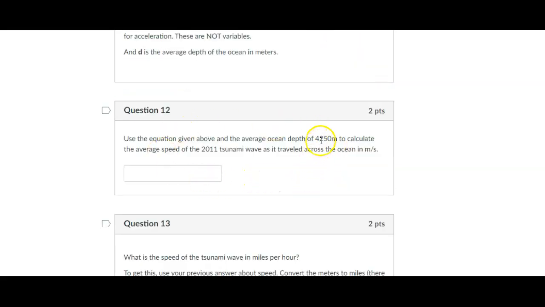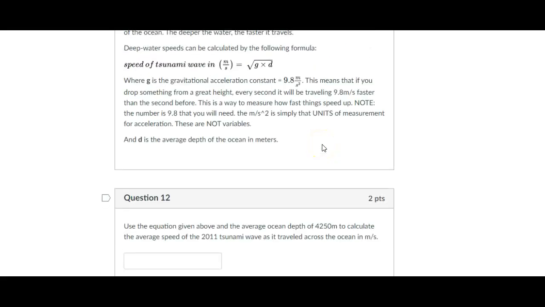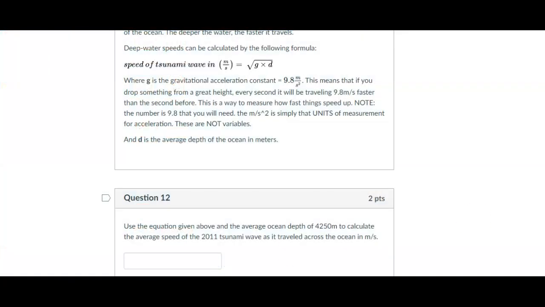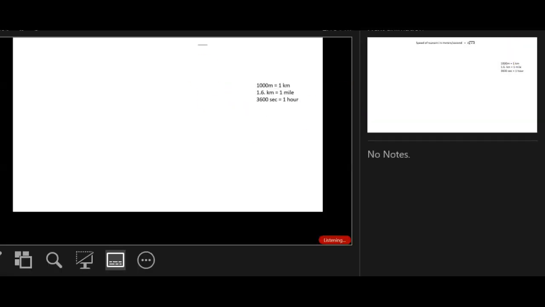It's the same number that's above, but it's asking you to calculate how fast the wave was moving in the 2011 event. This is how deep it was where it was first initiated at the epicenter. And so we want to use this formula. So, all right, I'm going to attempt to do this for you. Let's see. So I'm going to jump over here, and then we are going to try to do this. I'm going to drag you over to here.